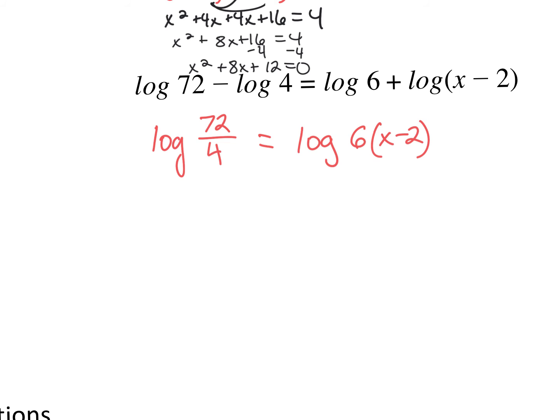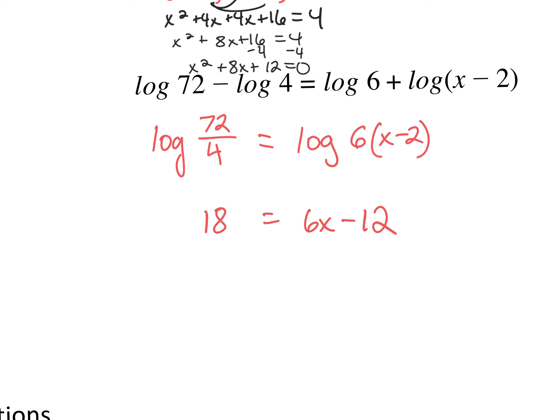Okay. Now what can we do? Someone besides Timmy help me out. Come on, Brayden. You skip this step? Okay. Can't you divide the 72 by 4? Yeah? And what do you get? 18. Okay. And then you can put that 6 into that x minus 2, so it's 6x minus 12. Oh, yeah. There you go.